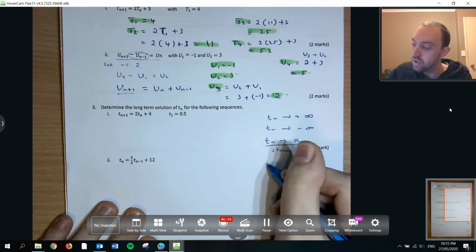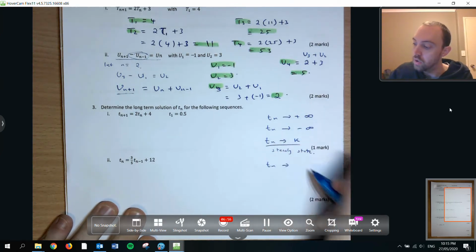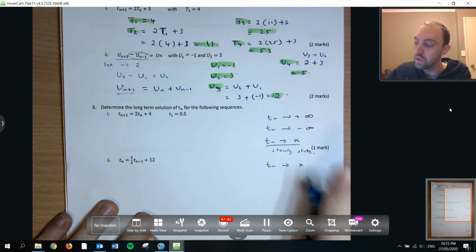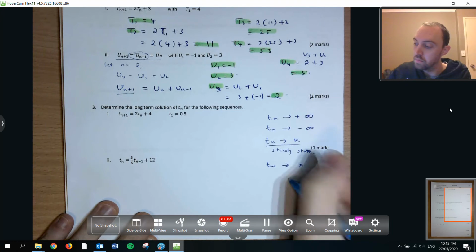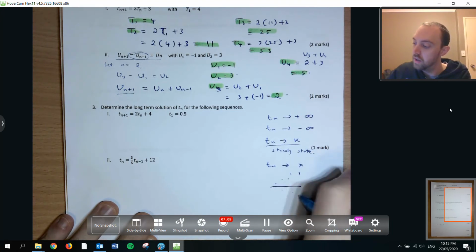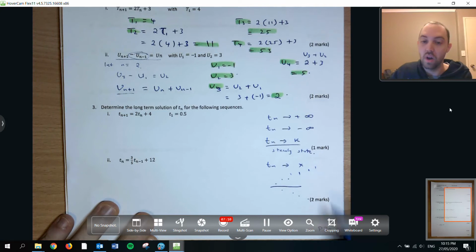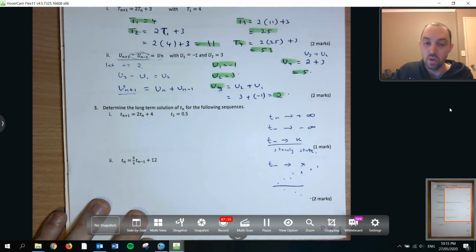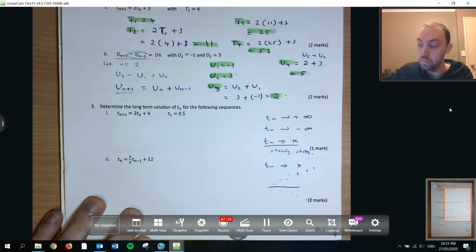And you can have Tn approaches not much at all. This is usually when it's bouncing around. It goes from positive to negative, and if it's going off in both directions, it's not approaching any one number. So you don't say it's approaching anything. You say it's not approaching anything.